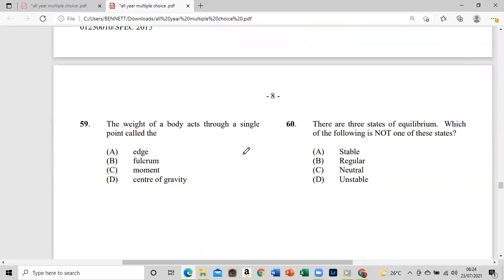59, the weight of the body acts at a single point called the, is it edge, the fulcrum, the movement, or is it the center of gravity? So that is called the center of gravity. And 60, there are three states of equilibrium. Which of the following is not one of the states? A is stable, B regular, C neutral, or D unstable, and B regular.